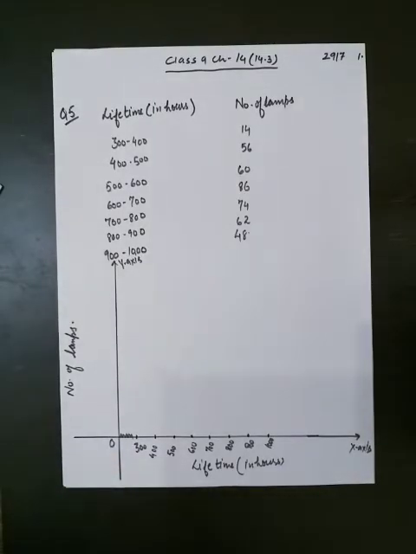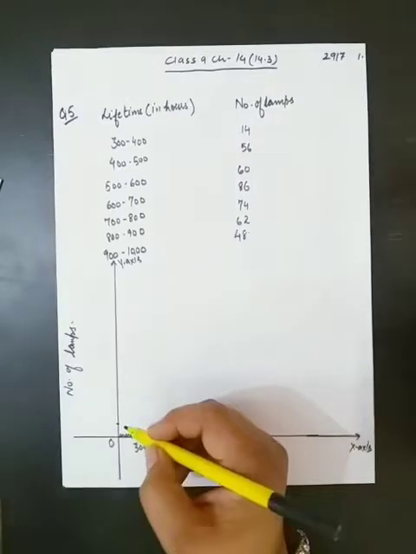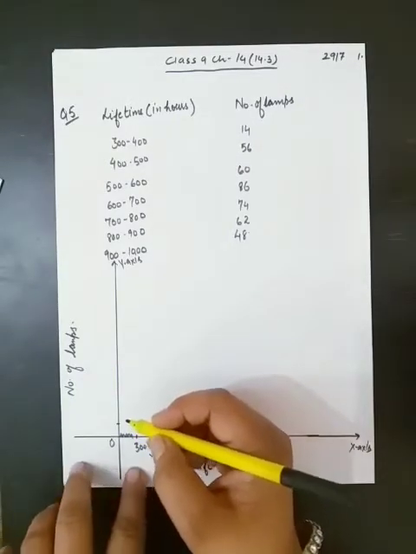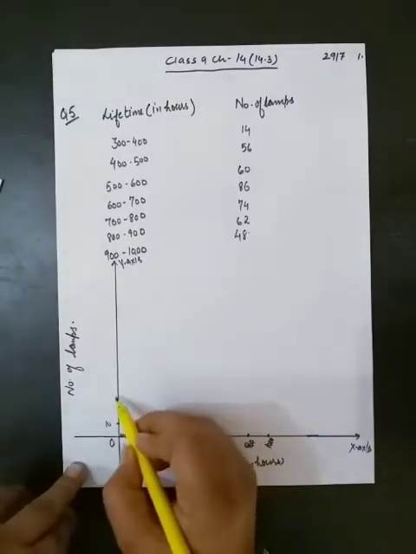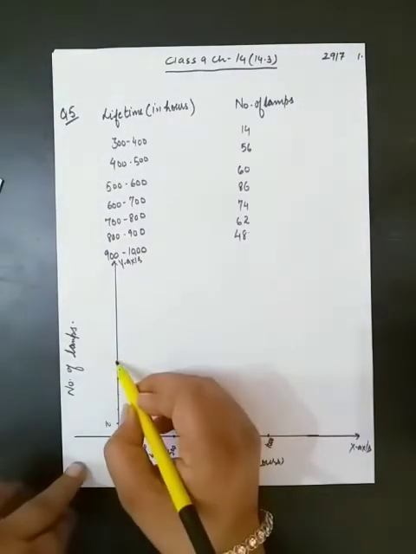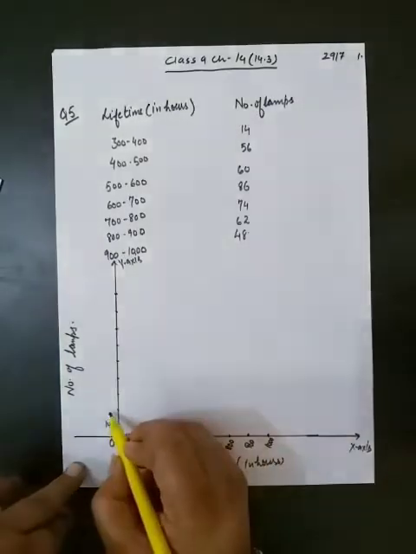And on the y-axis we have to mark the frequency. Here the minimum frequency is 14 and the highest frequency is 86. So what we have to do? Here we can mark 1 centimeter is equal to 10. 10, 20, 30, 40, 50, 60, 70, 80 and 90.